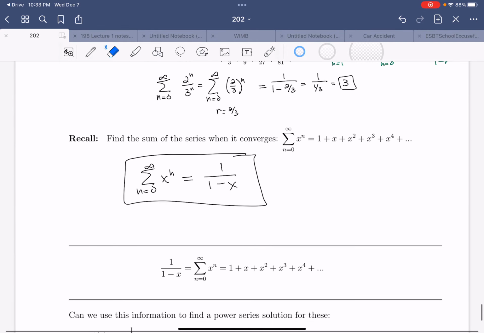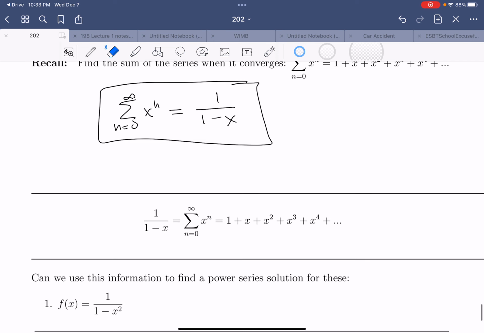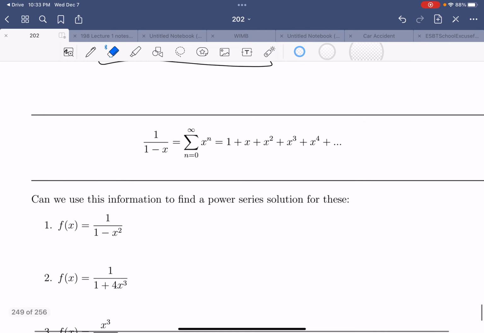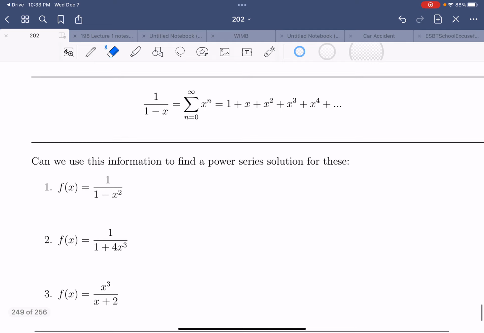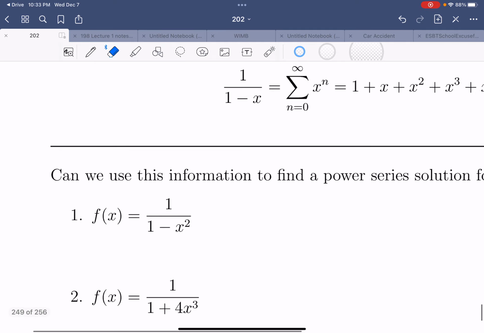And we can actually use this, and you'll notice that I have this written again down here. So this is your reference point. We know that our traditional power series of x to the n is equal to 1 over 1 minus x. And so the idea is, can we use this information to write different functions as a power series? How can we adjust this to write other series? Well, let's take a look at a few.